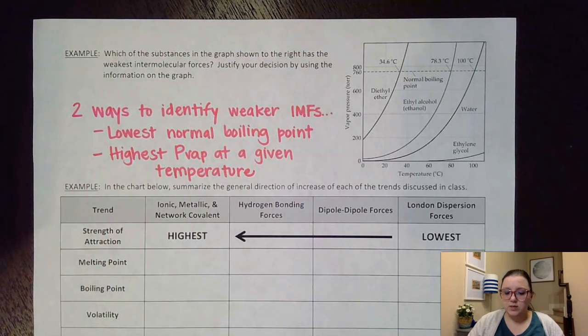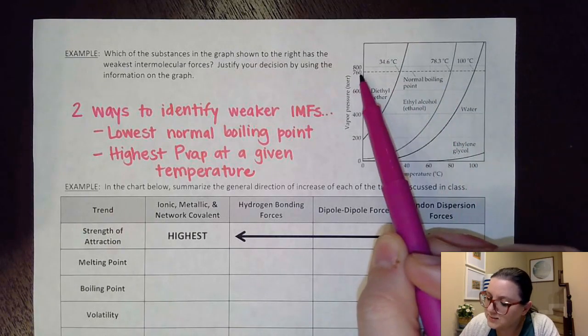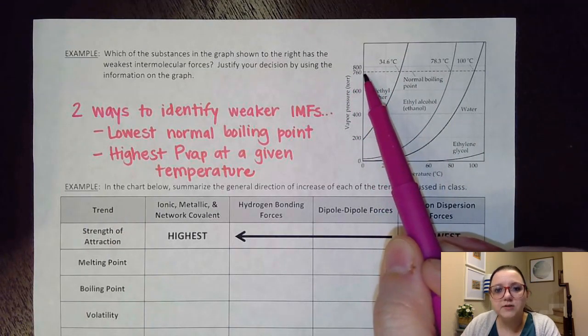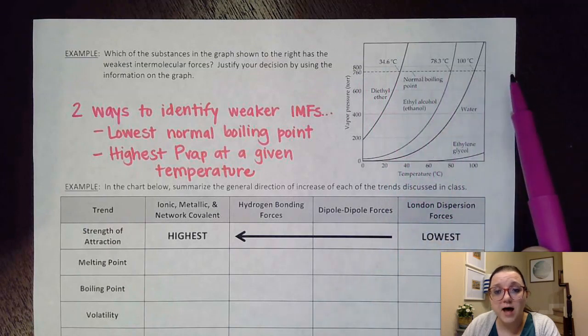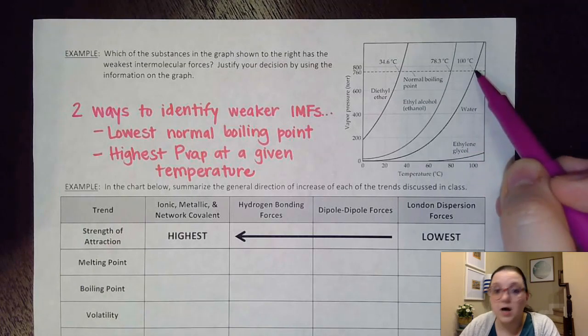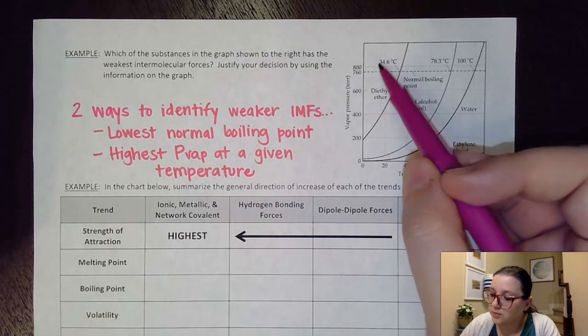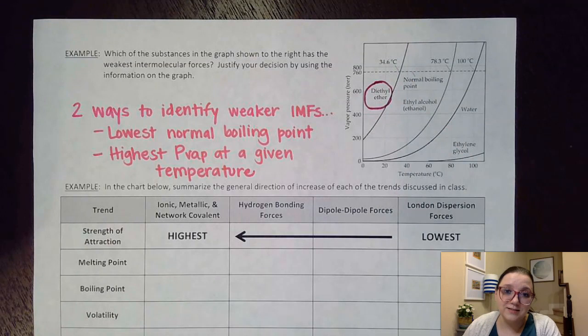Now, there are two ways we could evaluate this graph. Way number one is that we could look at what has the lowest normal boiling point. Obviously, if it has the lowest boiling point, that would indicate the weakest forces. So looking on here, notice this 760 torr, which is equivalent to 1 atmosphere. Wherever those cross over at a temperature, that is where we would have our normal boiling point. So you can notice here for water, that's crossing at 100 degrees Celsius. However, for diethyl ether over here, that's crossing at only 34.6. So it looks like that's going to be our winner.